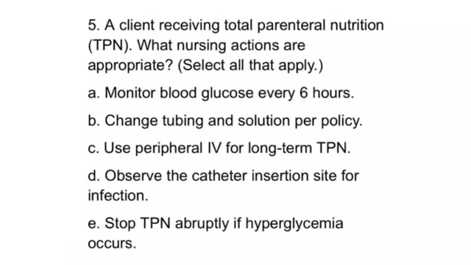5. A client is receiving total parenteral nutrition, TPN. What nursing actions are appropriate? Select all that apply. A. Monitor blood glucose every 6 hours. B. Change tubing and solution per policy. C. Use peripheral access for long-term TPN. D. Observe the catheter insertion site for infection. E. Stop TPN abruptly if hyperglycemia occurs.